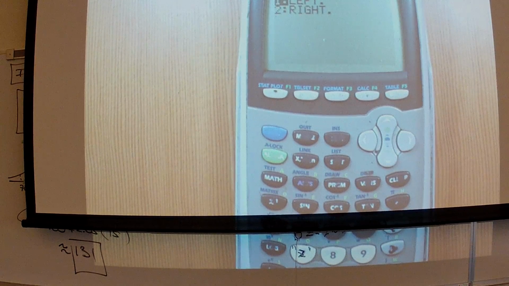Which way do you want to shade? Your choice. Left or right? Left makes sense because that's what I drew. I drew 5% left. If you chose to shade right, what would you put in? 95%, because it shades the same. It gets the same z-score.